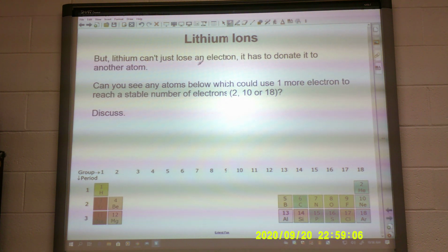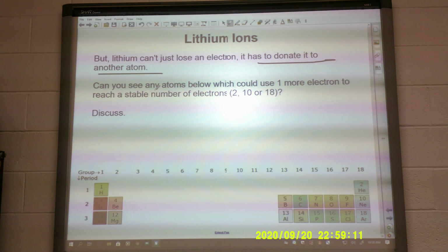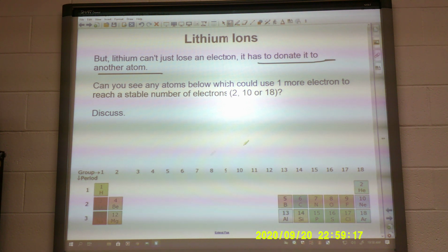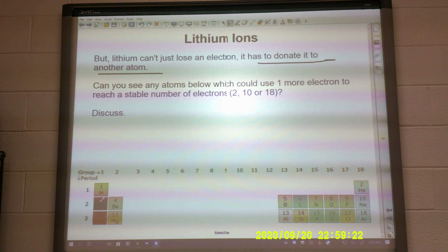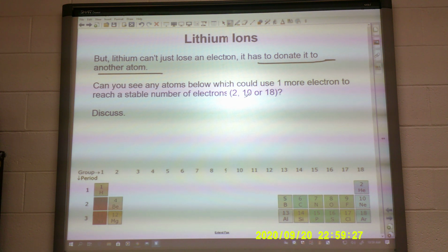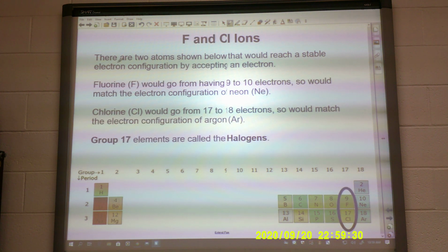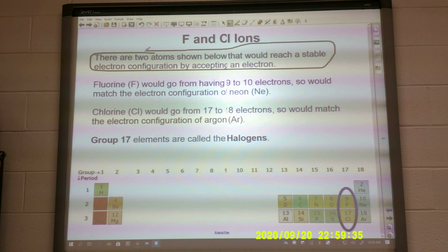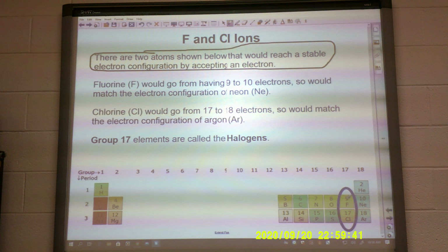But lithium can't just lose an electron. It has to donate it to another atom. Can you see any atoms below which could use one more electron to reach a stable number? So, we know lithium needs to get rid of 1. Do we see anything here that would need to gain 1? There are 2 atoms shown below that would reach a stable electron configuration by accepting an electron. This one would take fluorine to 10 and chlorine to 18.